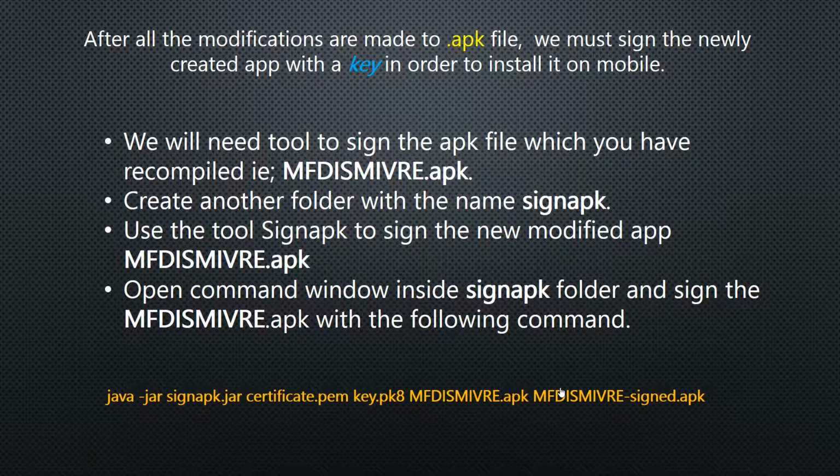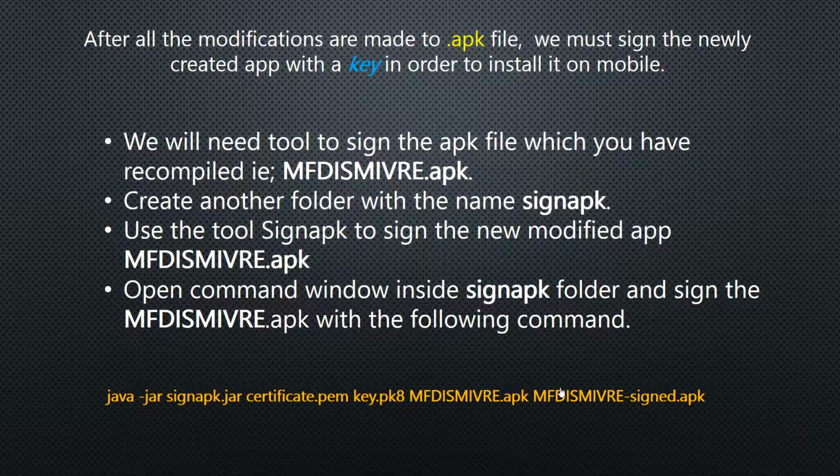After all the modifications are made to the APK file, you must sign the newly created app with a key in order to install it on mobile. We will need a tool to sign the APK file which you have recompiled, that is Methodology for Development of Interactive Solid Modeling in Virtual Reality Environment.apk. Create another folder with the name sign APK. Use the tool sign APK to sign the newly modified app.